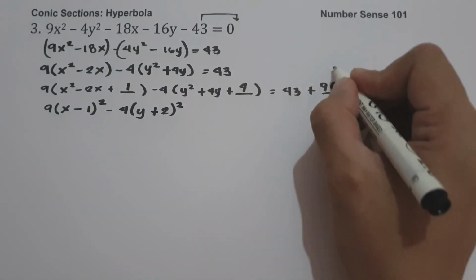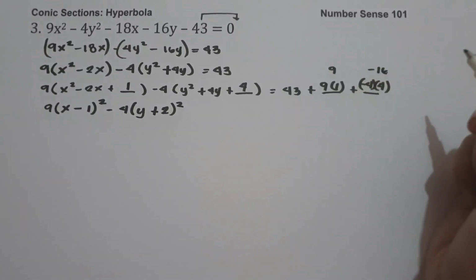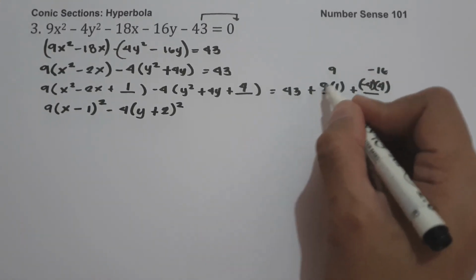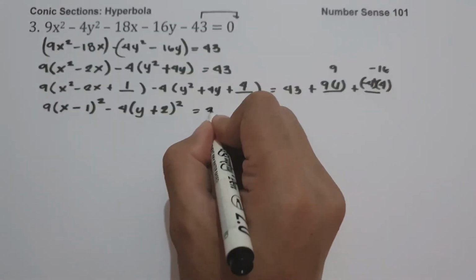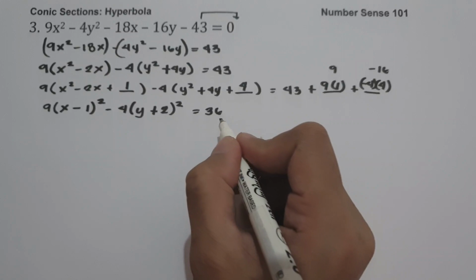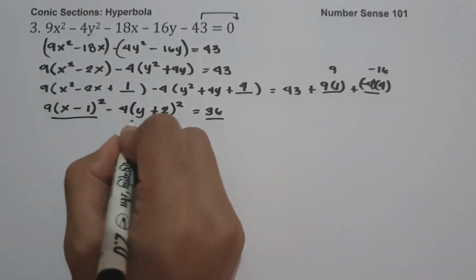9 multiplied by 1 is 9. Negative 4 times 4 is negative 16. 43 plus 9 is 52. 52 minus 16 is 36. And then, to write this one into standard form, let us divide the whole equation by 36.